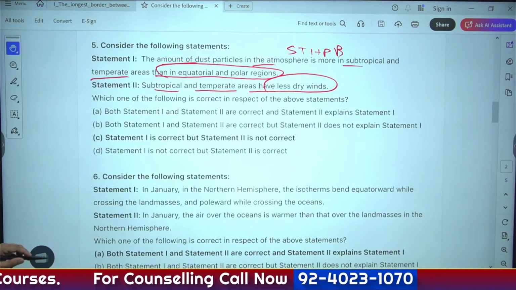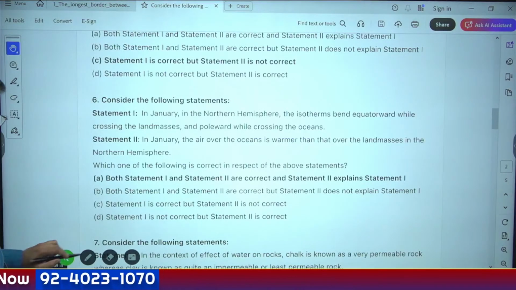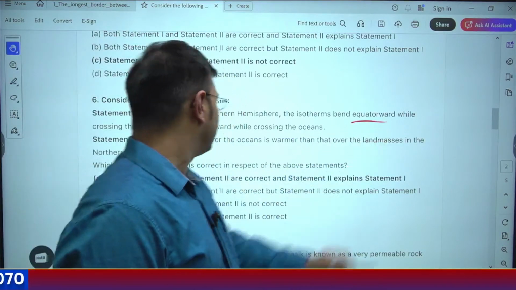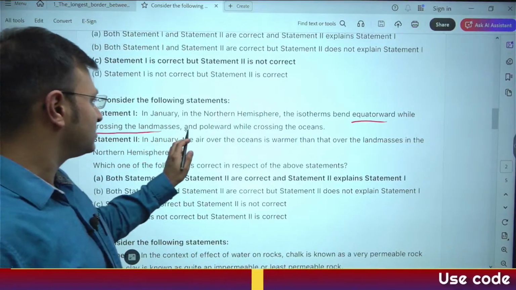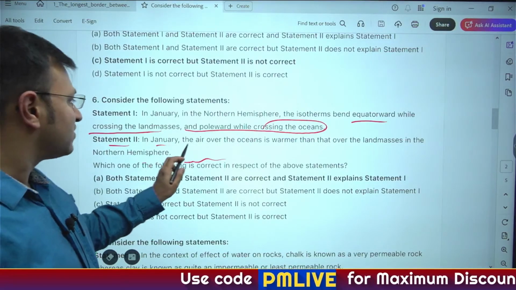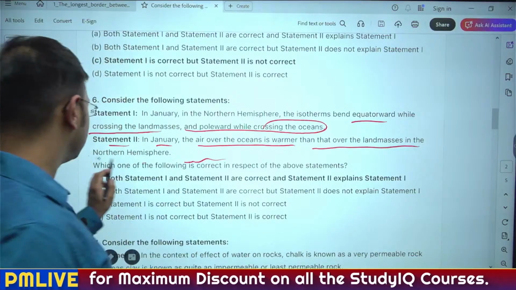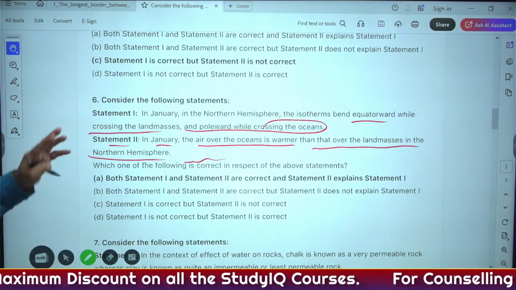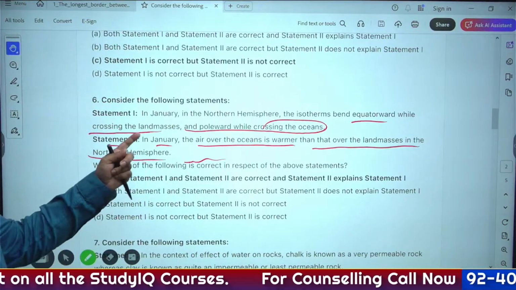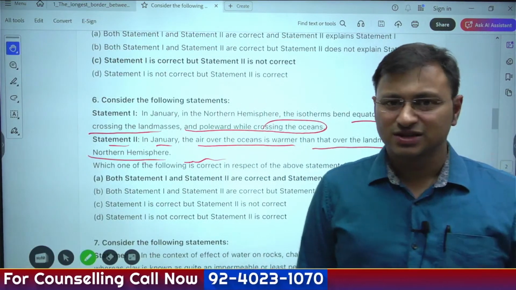Now, if I talk about the next question: in January, in the northern hemisphere, the isotherms bend equatorwards while crossing the land masses and polewards while crossing the oceans. And statement 2: in January, the air over the oceans is warmer than the air over the land masses in the northern hemisphere. So, which of these statements is correct? Both the statements are correct, and statement 2 correctly explains statement 1.